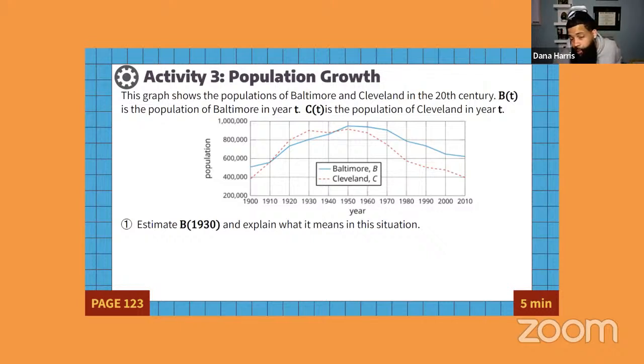For those of y'all that don't know, Baltimore is in Maryland and Cleveland is in Ohio. Hopefully you visited those places. I've been to Baltimore, was there last week, but never been to Cleveland. I drove through it, but that's about it. But you know, ain't that where Brian from?